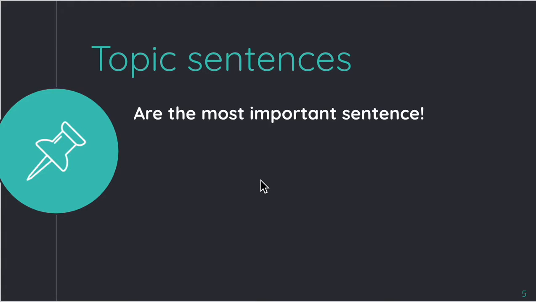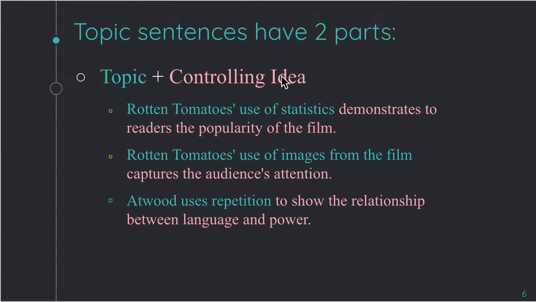Now, I think these are the most important sentence because they show your analytical thinking, they show your knowledge and understanding of the question, as well as how the text works, the text that you're studying, how that functions. Let's take a look at some examples. Now, it's important to remember that a good topic sentence has two parts to it. It has the topic and it has a controlling idea.